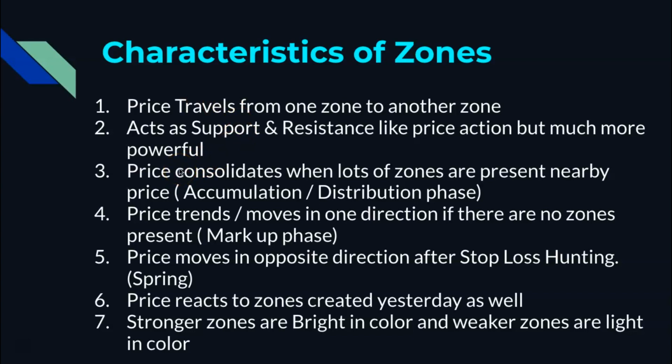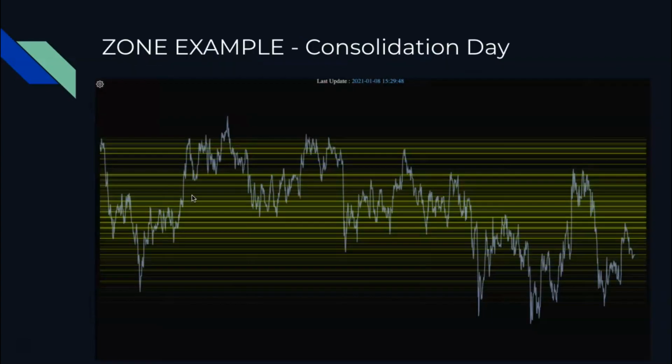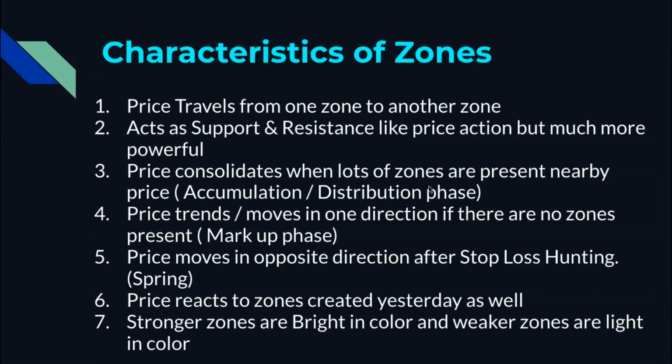And the next thing is, price consolidates when lots of zones are present nearby. Like I explained here, when there is lots of accumulation or distribution happening throughout the day, the price will be consolidating. After they accumulate, they may do the gap up, or after distribution they may do the gap down. So the next thing is, the price tends to move in one direction if there are no zones present.